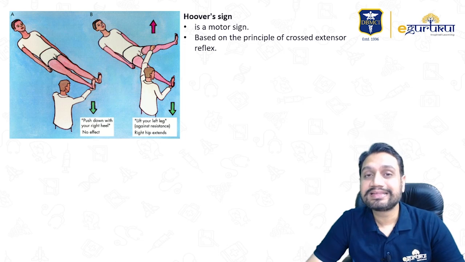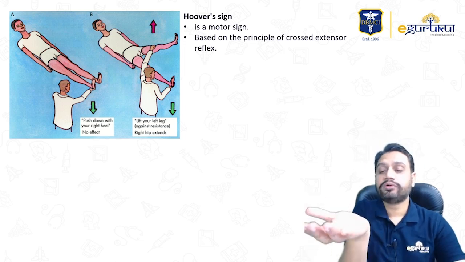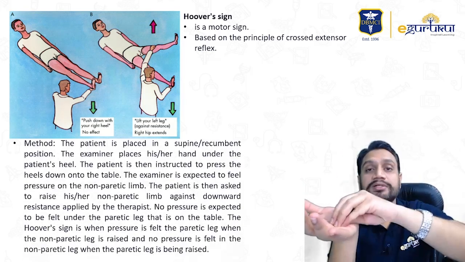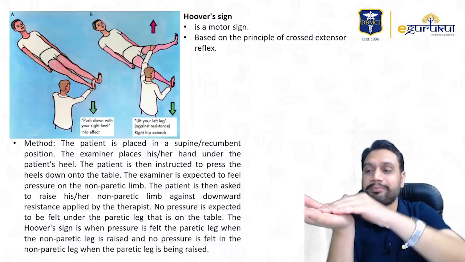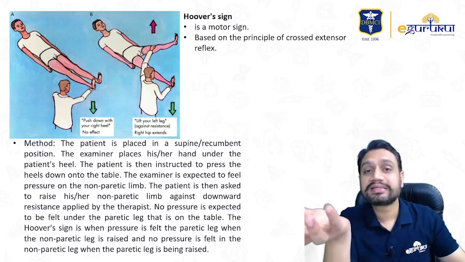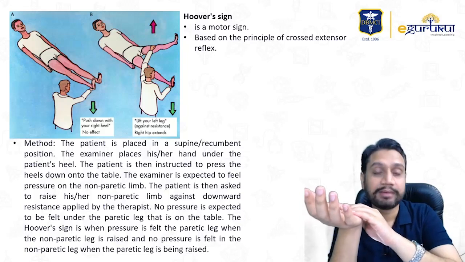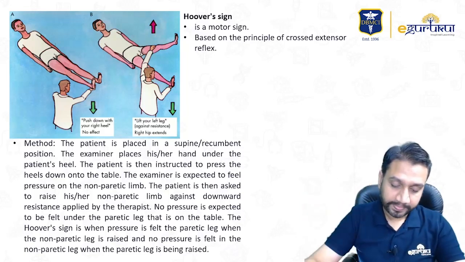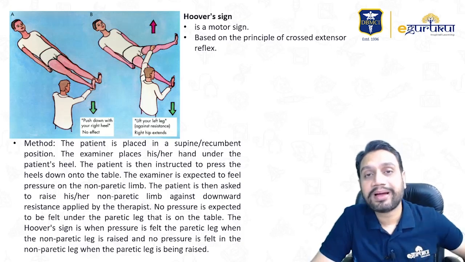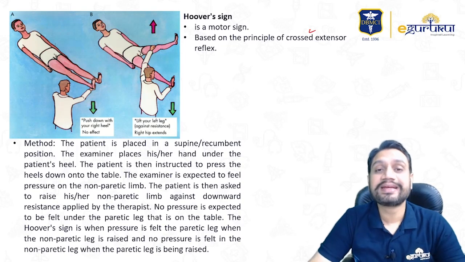How is it done? The examiner will elevate one of the legs and keep his fist under one of the heels. Then he asks the patient to put some pressure on it. On the normal side, the patient will be able to press it down. But on the side where there is paresis, the patient won't be able to put any pressure on the hand of the examiner. That's what you call Hoover's test. This is done to differentiate between organic and inorganic causes of lower back ache or weakness of the lower limb, based on the principle of the crossed extensor reflex.